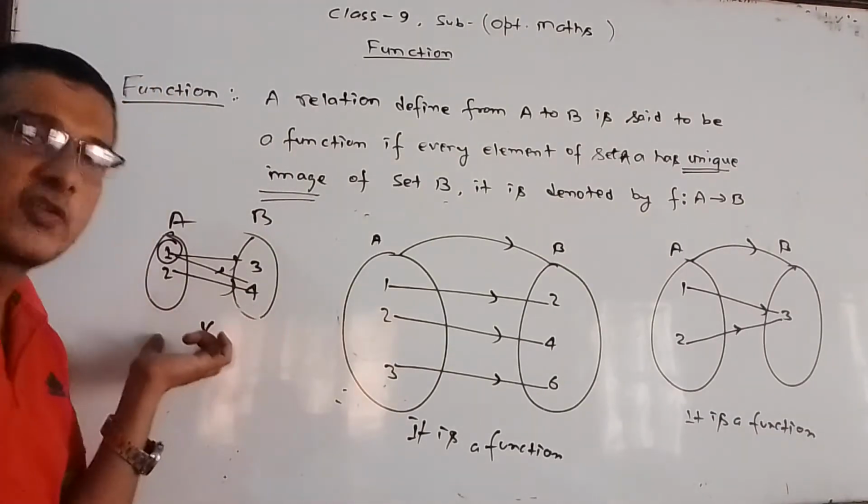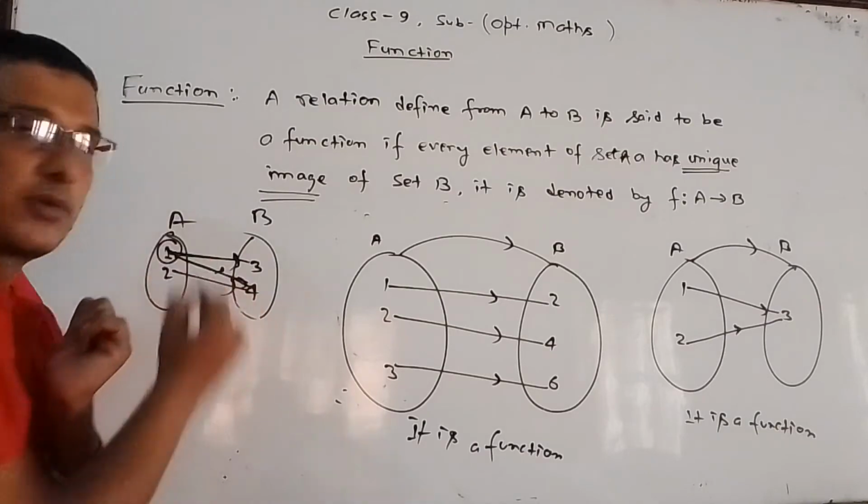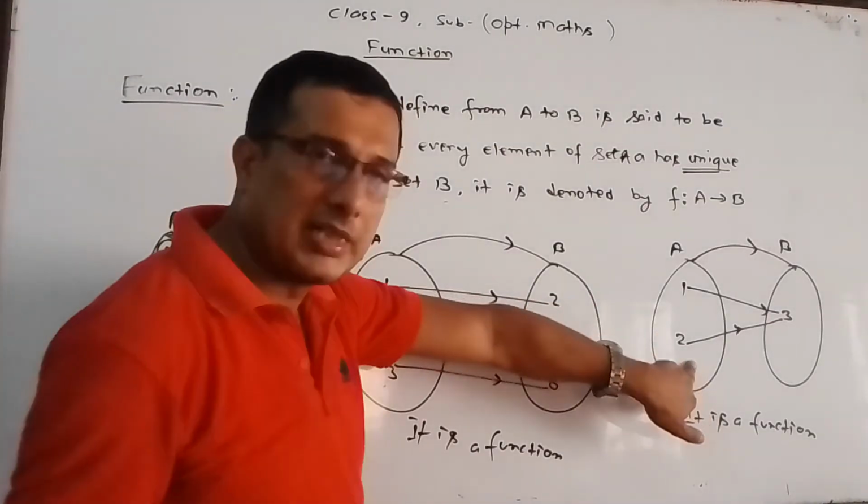Is that clear? Why is it not a function? Here 1 has two images. 1 maps to 3 and 1 maps to 4. Is that clear?